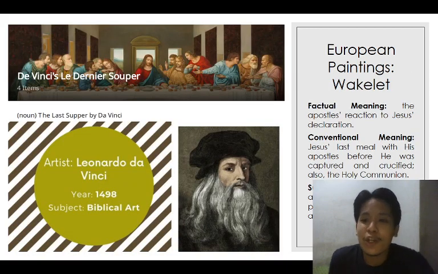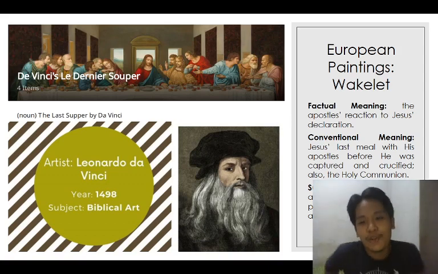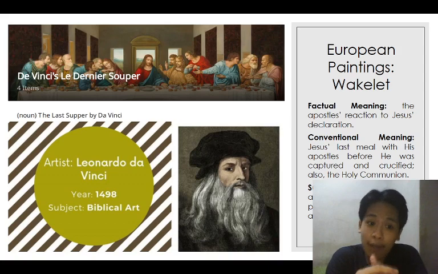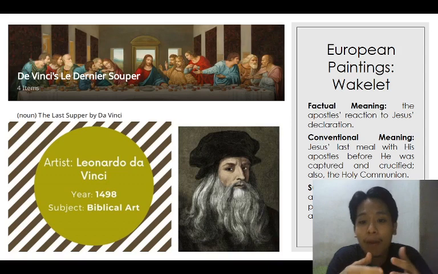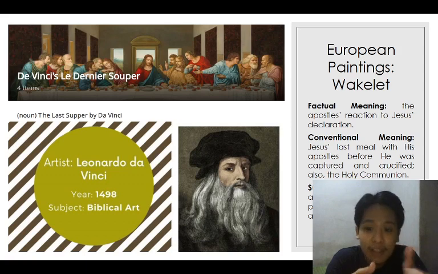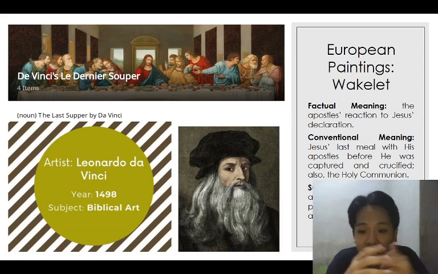So the next was the European paintings Wakelet. I don't know how to pronounce it, but that's the spelling of it. What I have is The Last Supper by Da Vinci. Behind this is that we research about that kind of painting, and along that are the factual meaning, conventional meaning, and subjective meaning. For the factual meaning, the apostles' reaction to Jesus' declaration. The conventional meaning, Jesus' last meal with his apostles before he was captured and crucified. Also, the Holy Communion. And lastly, subjective meaning, the apostles were common people and Jesus was once a mortal.